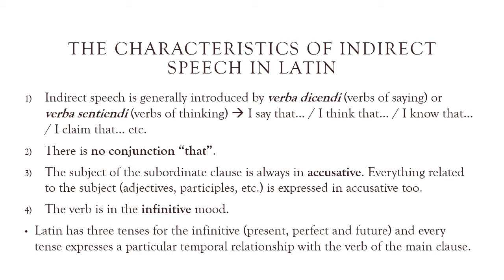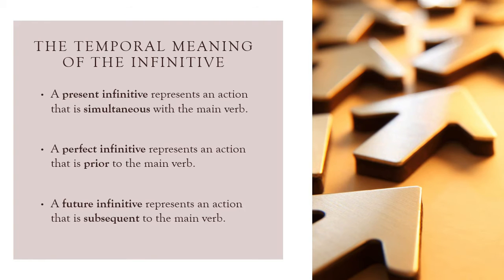As for the infinitive mood, we know, because we studied it in the previous class, that Latin has three tenses for the infinitive: present, perfect, and future. Each and every one of these tenses expresses a particular temporal relationship with the verb of the main clause. Let's see what they are. This is a general rule that you really have to remember if you want to translate the indirect speech correctly in Latin.